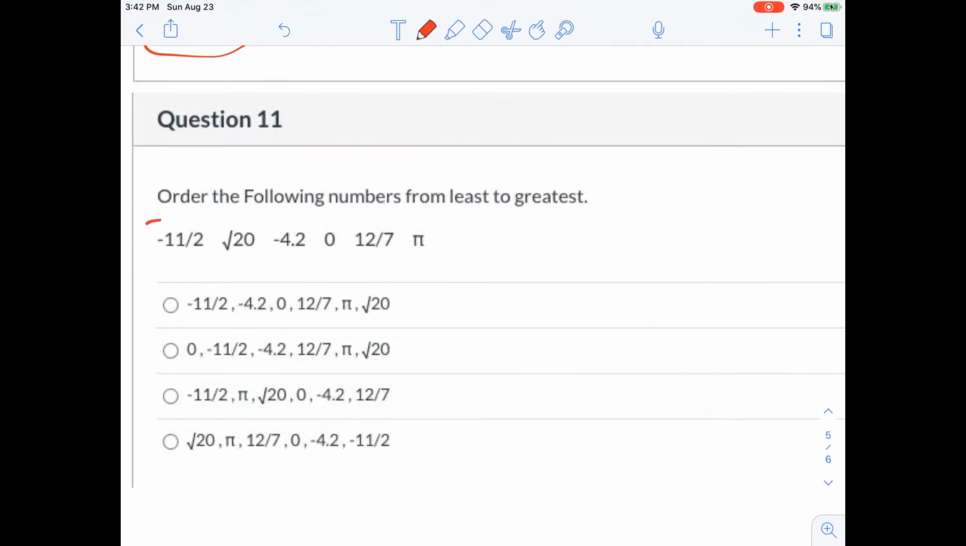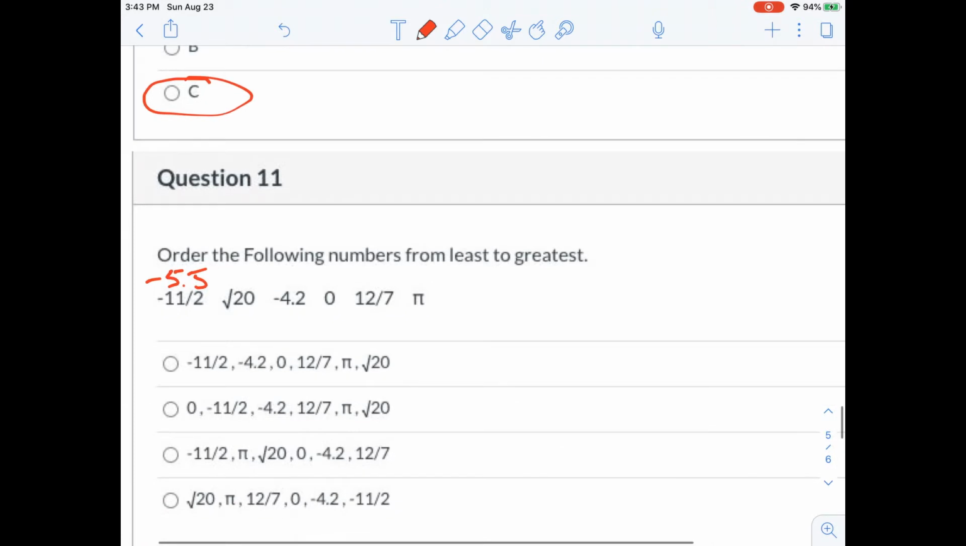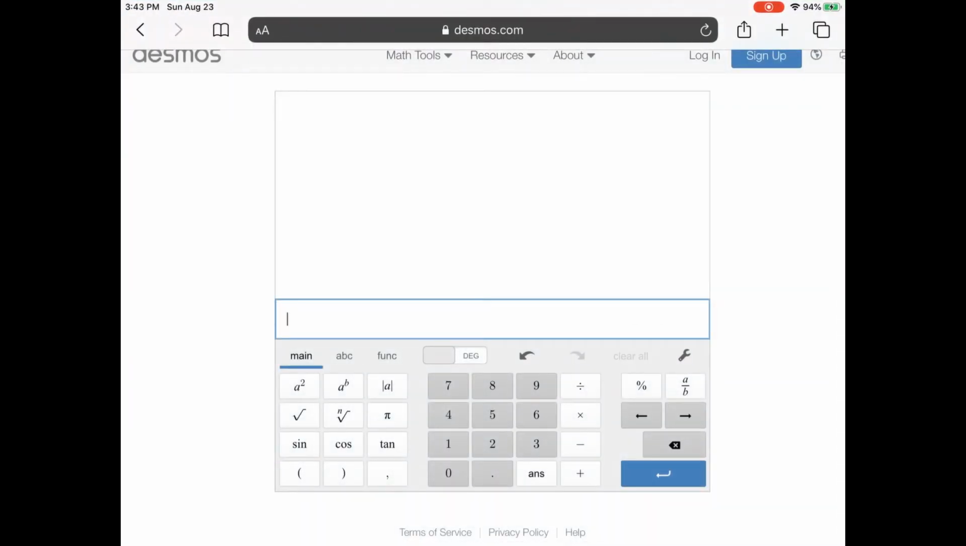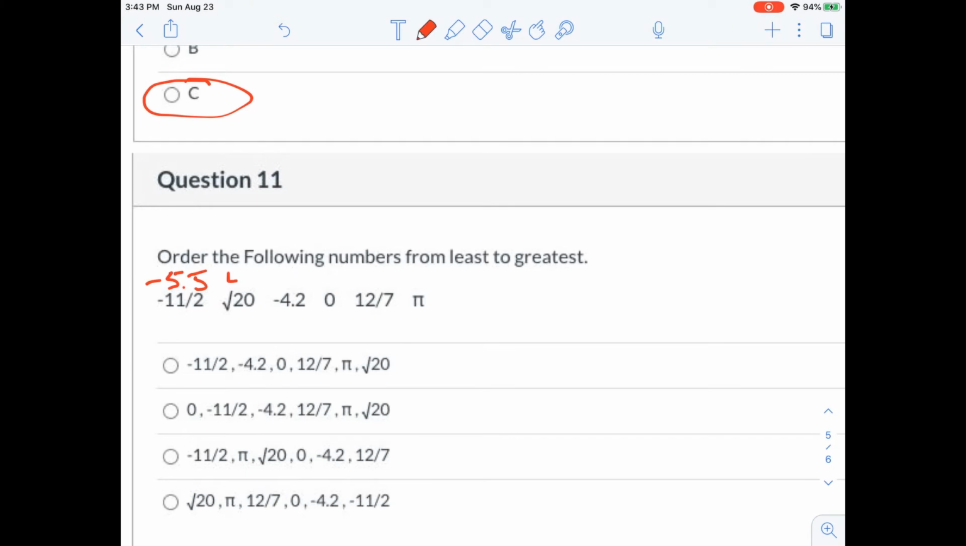So negative 5.5. Square root of 20. Funny thing is the previous question actually told us that, but you could type it in to your calculator too. Square root 20, you'll see 4.4. So I would estimate that as 4.4.